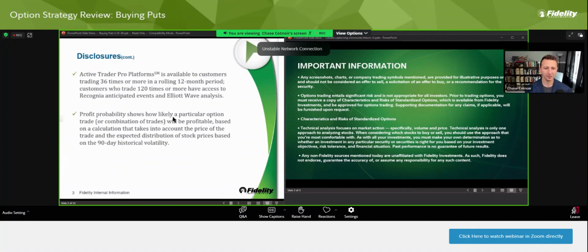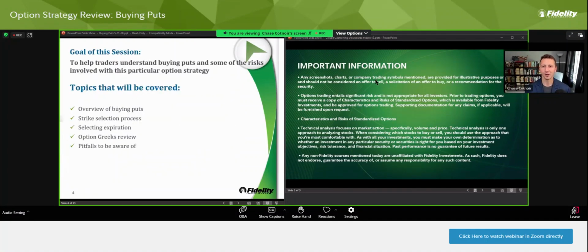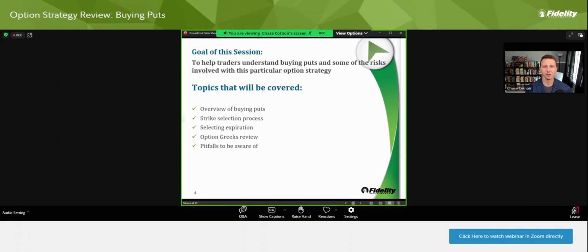And then just a quick high level goal of this session here, now that we've taken care of some of those disclosures, is we do want to make clear to folks why a trader might buy a put. And what are some of the key considerations specific to this strategy, aka why would you choose a specific strike price? What are some of the pros and cons that come along with it? How about expiration selection? Do you go shorter term? Do you go longer term? What's the good and the bad with that?